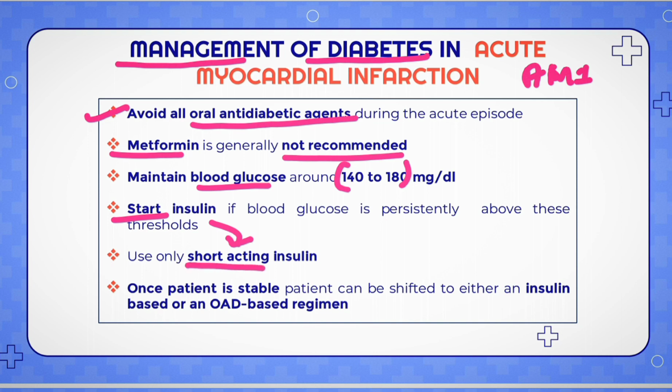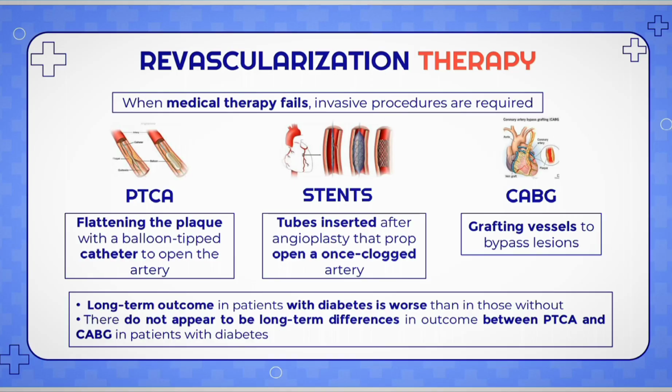Once the patient is stable after this, then we should shift the patient to any insulin regimen or any oral antidiabetic drug-based regimen. If the medical therapy fails in such a patient, we should start thinking about revascularization therapy, which includes PTCA, stents and CABG.